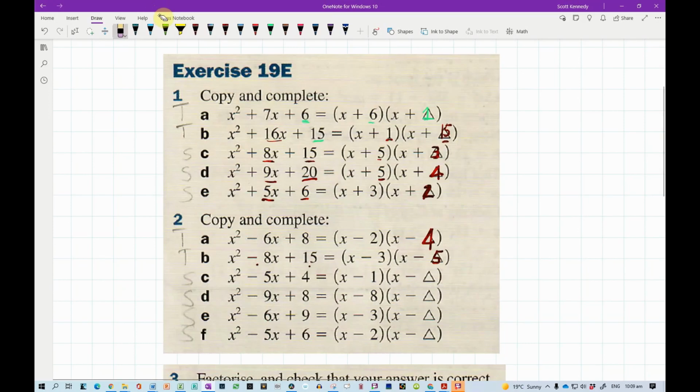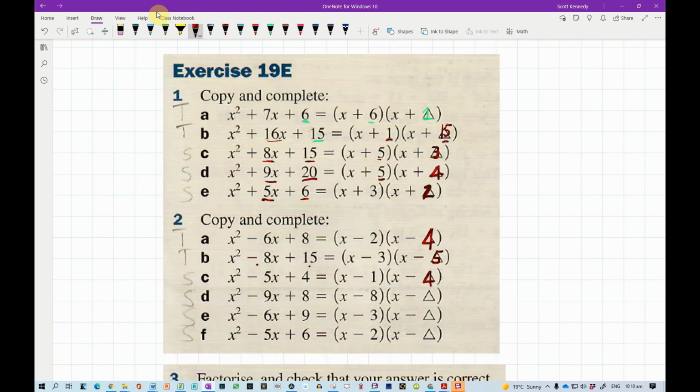We're happy with that. Next one, we've got a positive 4 and a minus 5. So we're looking at factors of 4 that add to minus 5. So we must have minus 1 and minus 4. They multiply to make positive 4, and they add to make minus 5.